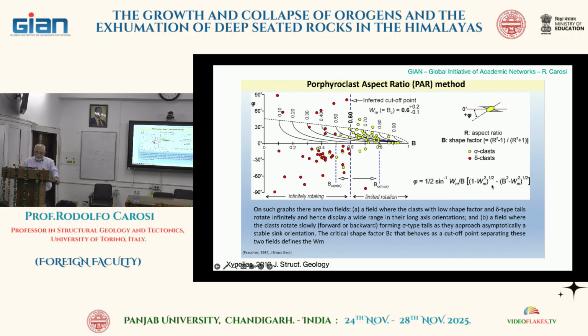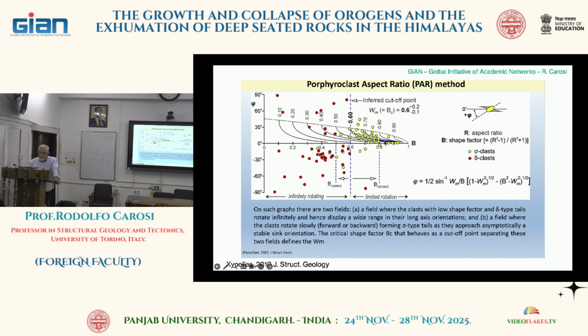And these two distributions are separated by a line, by a cutoff point. You can check this cutoff point. If it is 0.6, this is directly the vorticity in this kind of graph. So 0.6 means that the deformation is made by prevailing pure shear.